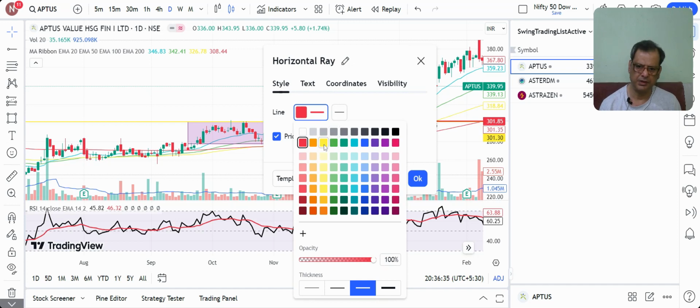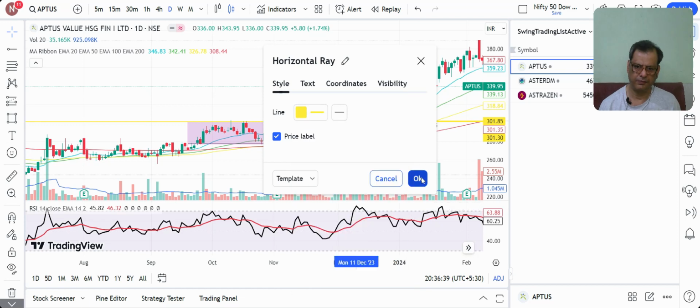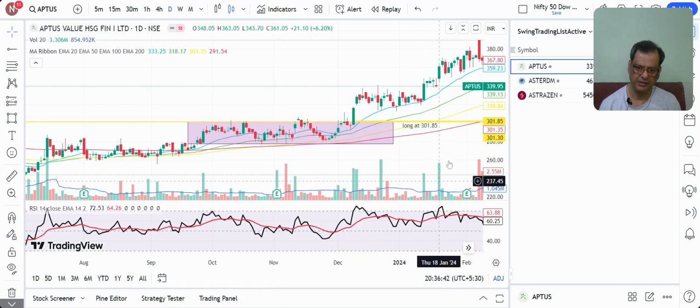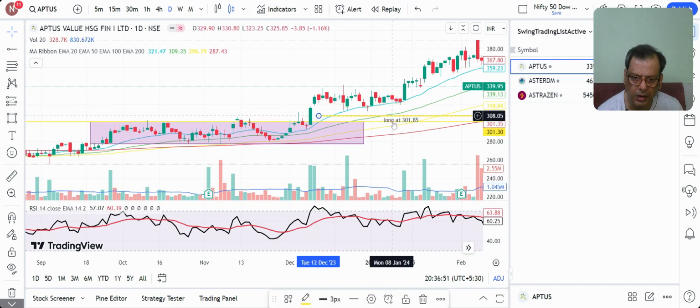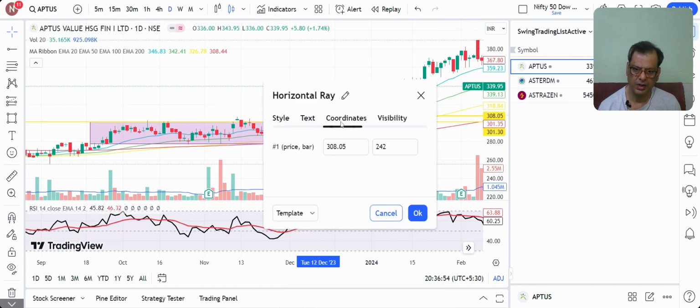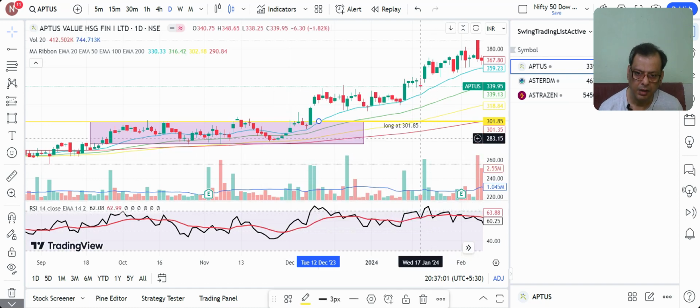So we'll keep yellow for the purchase entry. Okay, so you have 301.85. Where's the horizontal ray? 301.85. Yeah, because the distance is so small, it's almost overlapping with the earlier one. So 301.85 is our long.